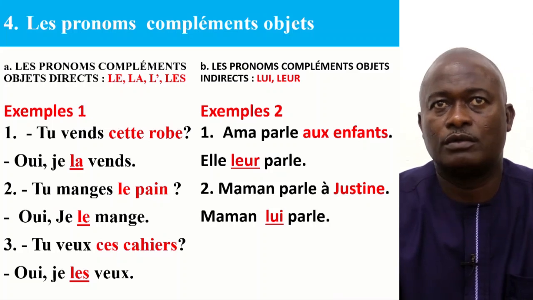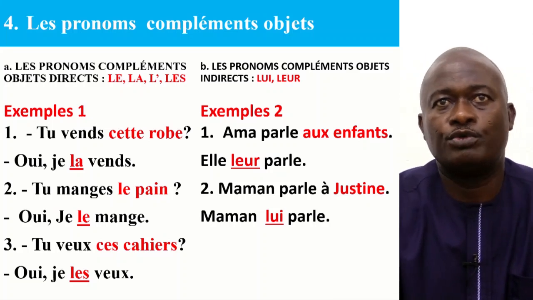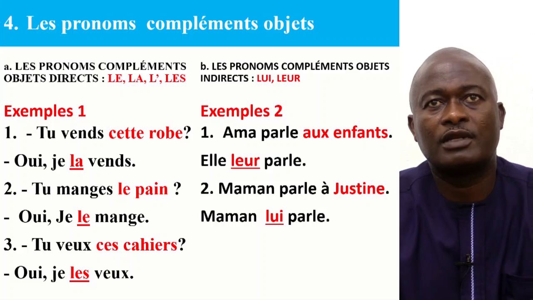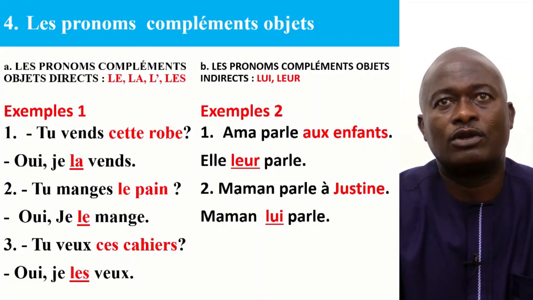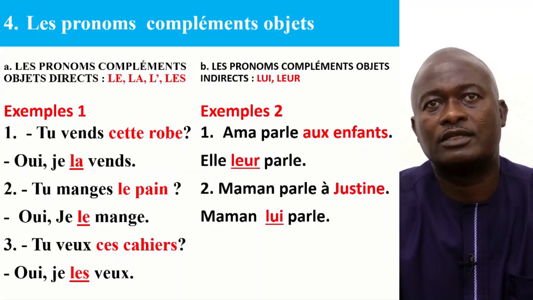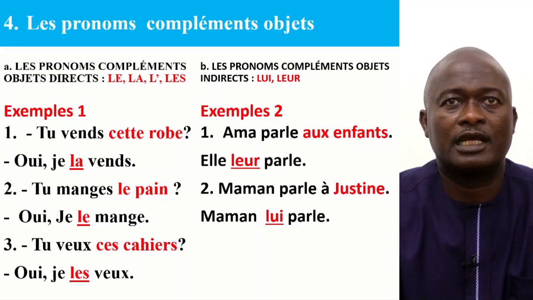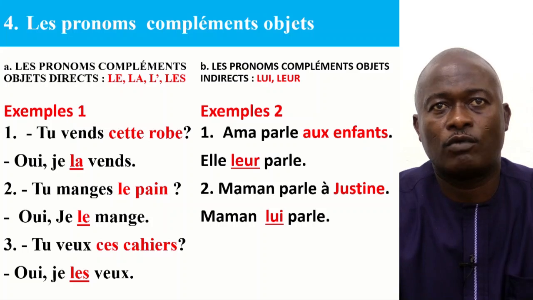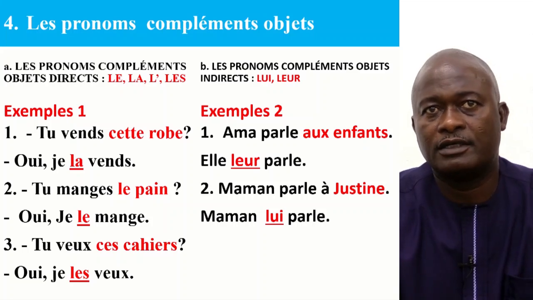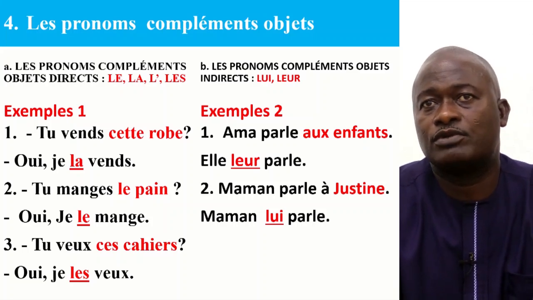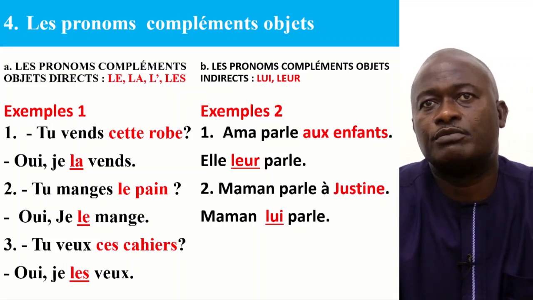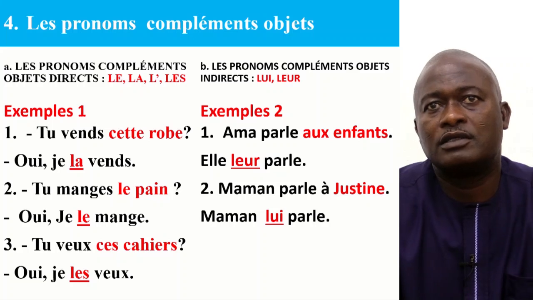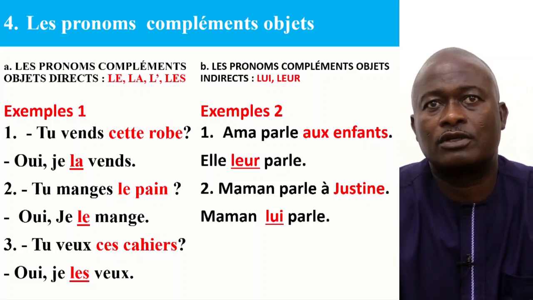They are two, the lui and the leur. Lui for singular indirect object, and leur for plural indirect object. In example 2, we have: Ama parle aux enfants. Enfants is plural, okay? Ama is speaking to the children, so children being plural, the pronoun that replaces children is leur.